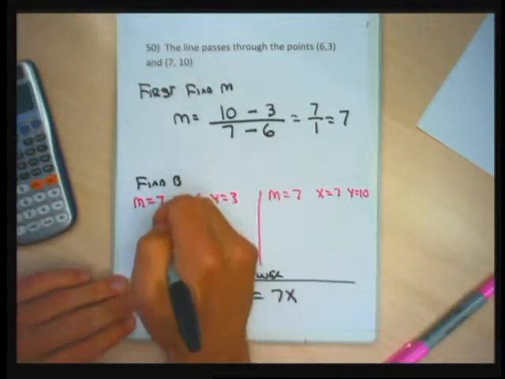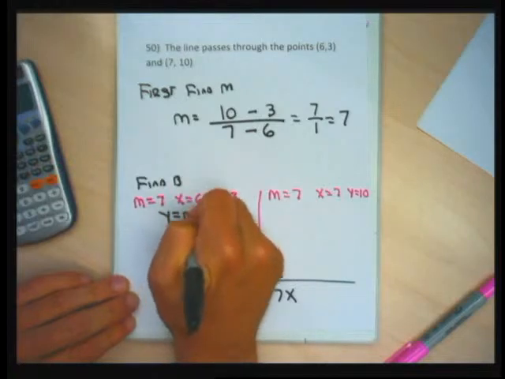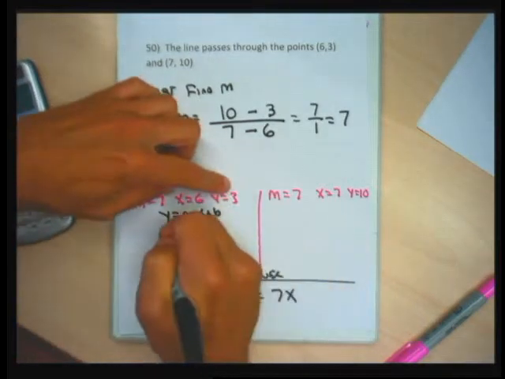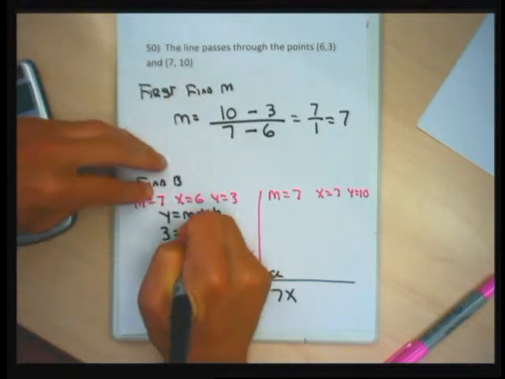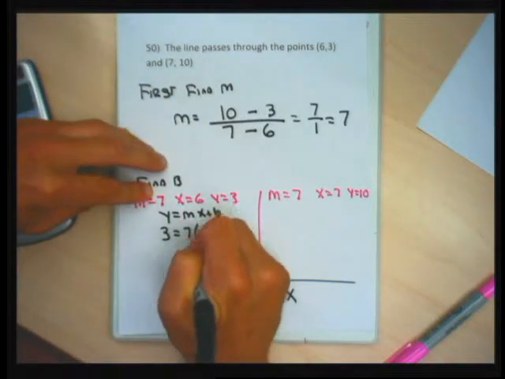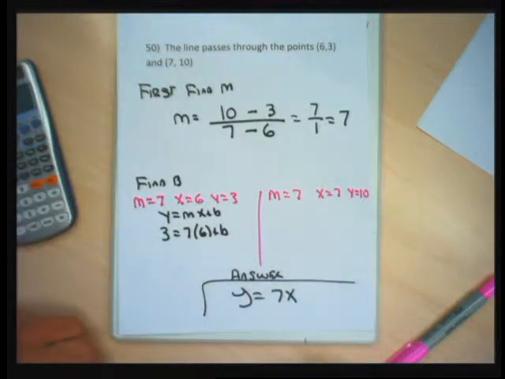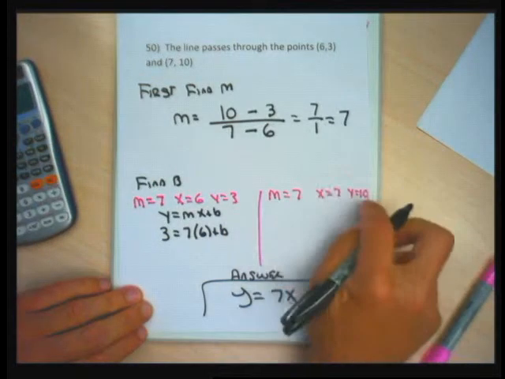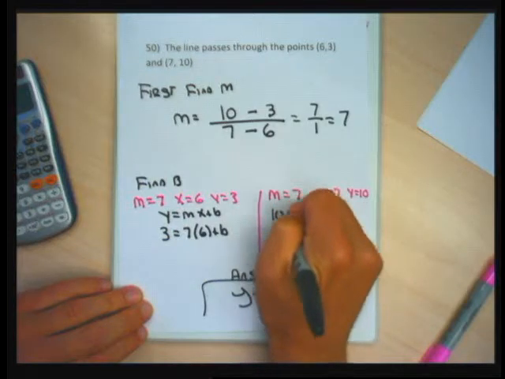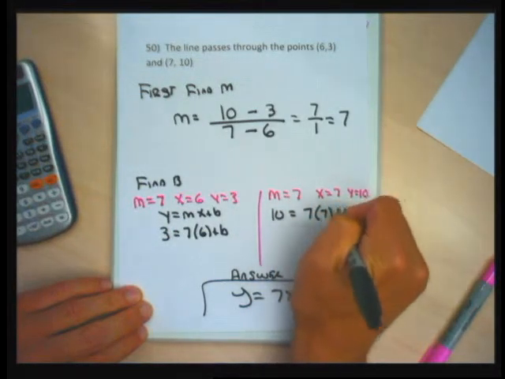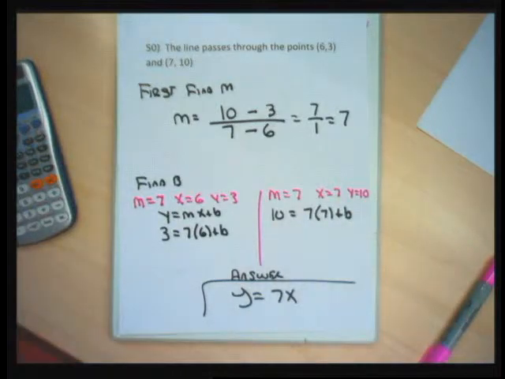For both of these, if I use y equals mx plus b, I'm going to go y, which is 3, equals m, which is 7, times x, which is 6, plus b. Or I can go y, which is 10, equals m, which is 7, times x, which is 7, plus b. Both of these computations are going to give me the same b.